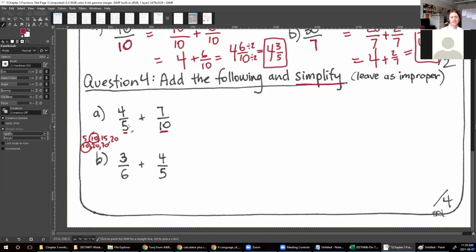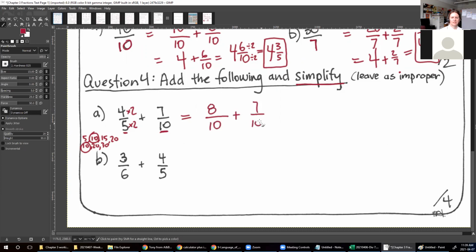10 is going to be the number. And so what I'm going to do is multiply the bottom by a number to make it 10. So 5 times 2 would give me 10. If I'm going to multiply by 2 on the bottom, I have to multiply by 2 on the top. So again, 4 times 2 on the top is going to be 8, and 5 times 2 on the bottom is going to give me 10.